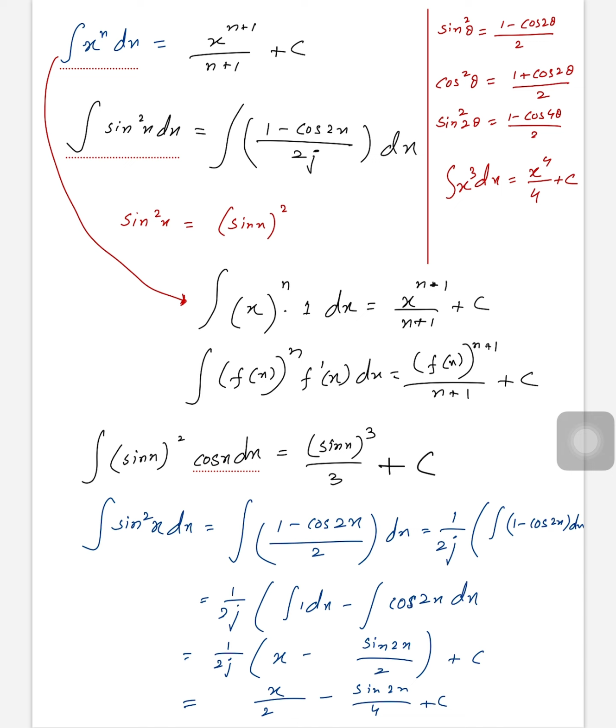Now in case of integration, when there is a sine or cos alone, having an even power on it, you will use half angle formulas. Like on sine square x, you will use 1 minus cos 2x divided by 2, and if this is cos square x, you will use 1 plus cos 2x by 2. Then you have to take the integration.